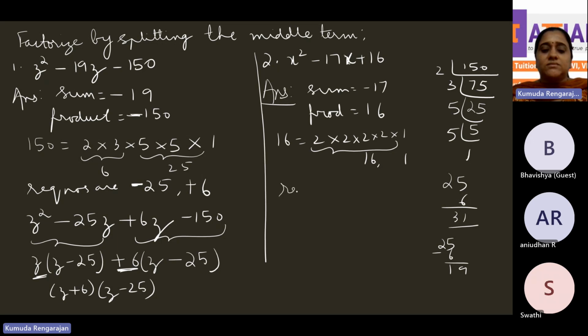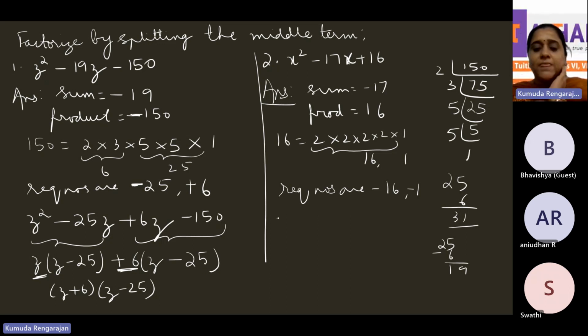Now fix the signs. Required numbers are 16 and 1. Fix the signs. You need to get minus 17. You'll have to fix a minus to both. Then only you will get minus 17. And when you multiply, you will get plus 16. Minus 16 into minus 1 is plus 16. Correct? Minus into minus is plus, 16 into 1 is 16. And when you add, you will get minus 17. So these are the two numbers.